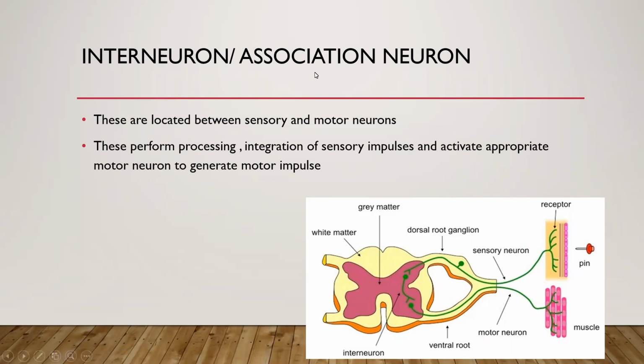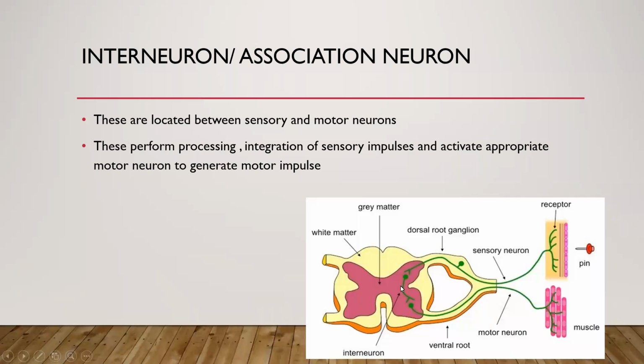the interneuron or association neuron. Now, what do you mean by interneuron? This is the sensory neuron, and this is the motor neuron. Motor neuron means what? It carries electrical impulses, that is the message, from the brain to the muscles or to the sensory organs, or effector organs, you can say muscles. So in between the sensory neuron and the motor neuron, you can see this is the interneuron. It is also called the association neuron.